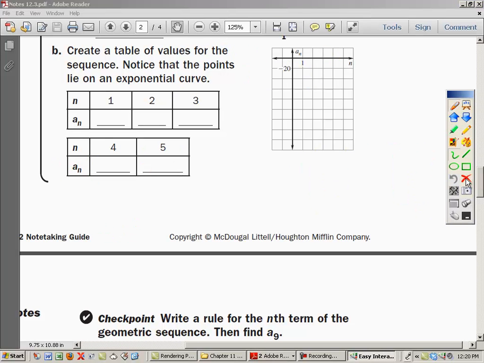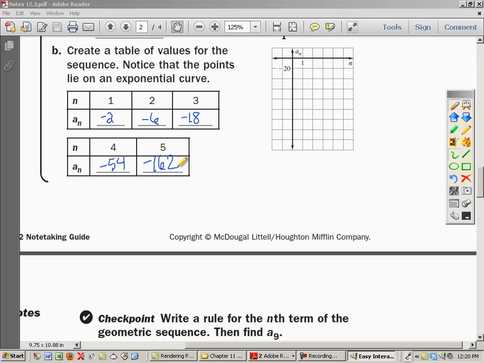Okay, my initial value, a sub 1, is negative 2. And to get the next term, we multiply by 3. So this is negative 6. This is negative 18. Our next term is negative 54. And you might need a calculator for the last one, but I'll tell you it's negative 162.